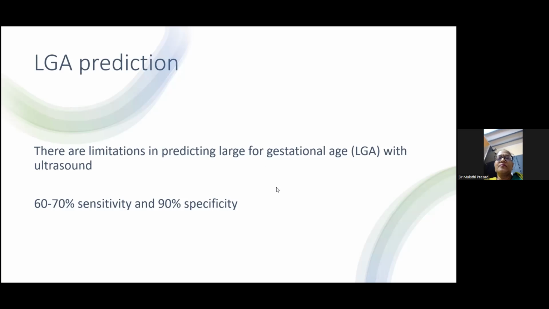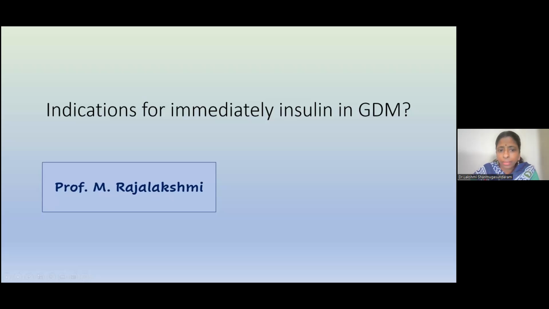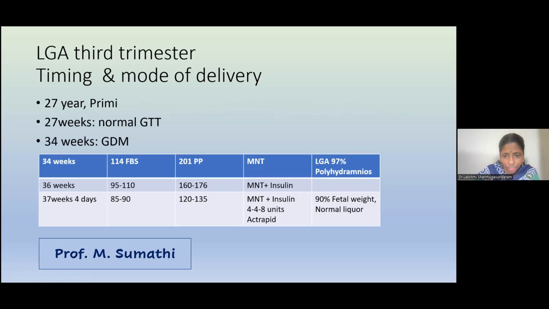So we will move on to one more aspect, which is insulin. I think this has already been covered, and Professor Sumati has very well discussed why she would prefer immediate insulin for this particular patient. So I will just move on to say that we started with medical nutritional therapy. Two weeks later, we had to have insulin. And by 37 weeks, this patient has now got a next growth scan, which says that the fetal weight is on the 90th centile. There is no further polyhydramnios, and she's now on insulin.